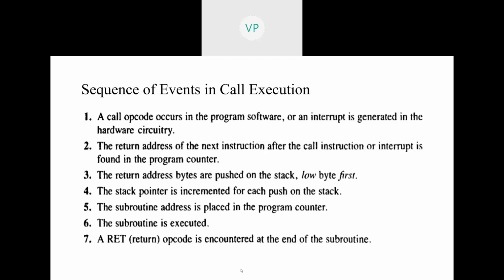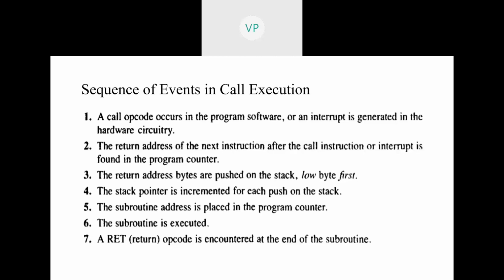As I said, the return address of the next instruction after the call instruction or the interrupt is found in the program counter. Since the next instruction is stored in the program counter, but the program counter should have the address of what now? The subroutine. So what the processor does is store the return address onto the stack, and now the program counter will hold the address of the subroutine, and it will execute all the instructions in the subroutine.